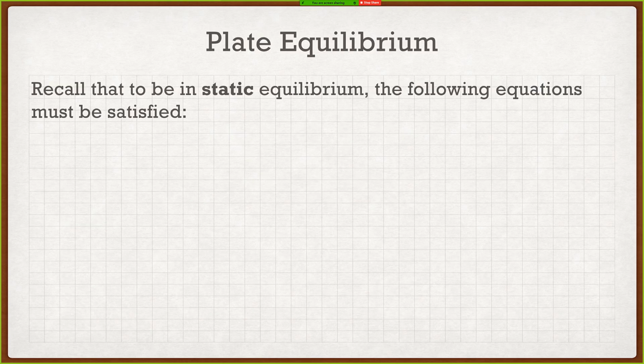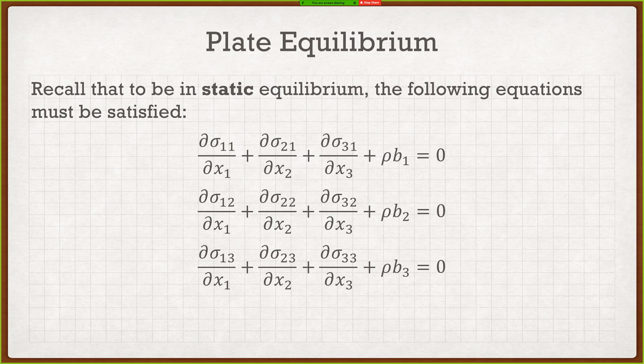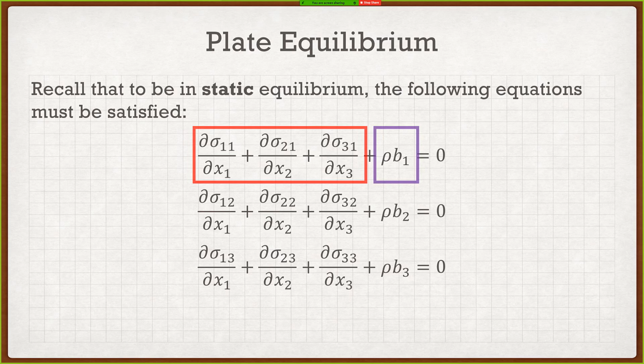The first part, equilibrium body forces, isn't going to be a problem at all. You guys are experts, because recall that in static equilibrium, and the key here is static equilibrium, the following equations must be satisfied, where we have 3 equations, and each one of them is a function of basically 2 things. One is the stress tensor, and the other one is the body forces vector. If we look at the first equation, everything in that red box is just the partial derivatives of our stress tensor. So we have partial sigma 1 with respect to x1, plus partial sigma 2 with respect to x2, plus partial sigma 3 with respect to x3.